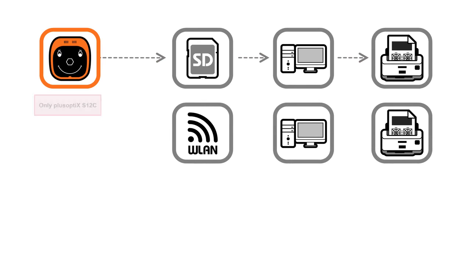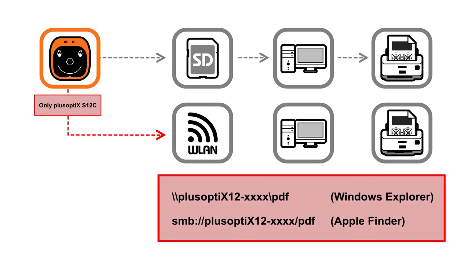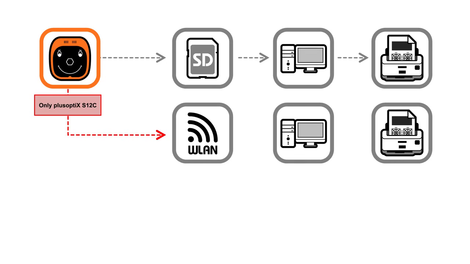Secondly, the plusoptiX S12C can be connected to a network router via the WLAN interface. Enter the displayed network path into the address bar of your Windows Explorer or Apple Finder. Screening reports that are saved on the SD card are portrayed after confirmation of your entry and can then be printed manually on a printer that is connected to your workplace computer.